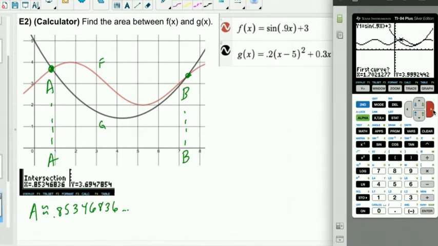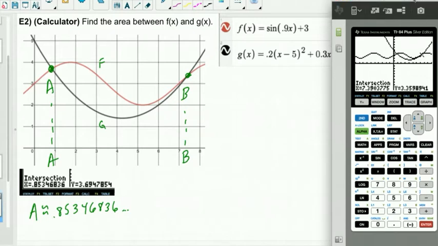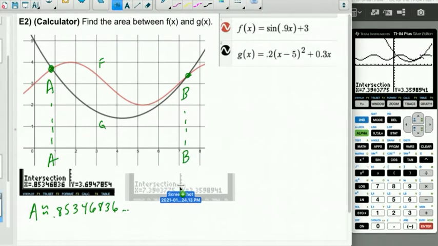So I'm going to scroll to where I think the second intersection is. And again, you just have to be close. The calculator will do all the heavy lifting. So I'm close, first curve, second curve, enter, there's my other intersection, right? And so now my calculator has overwritten this value, and this is the new x value, right?